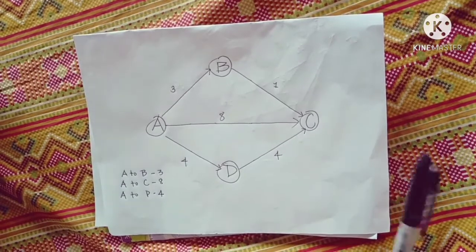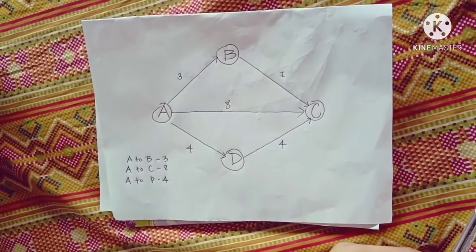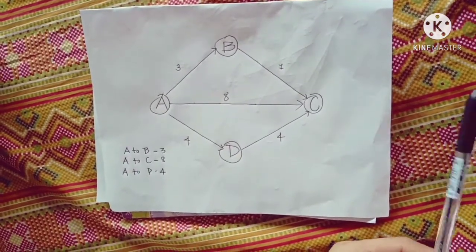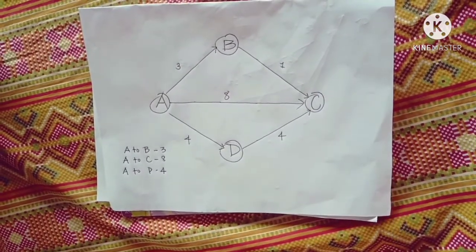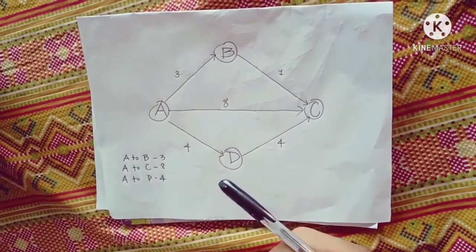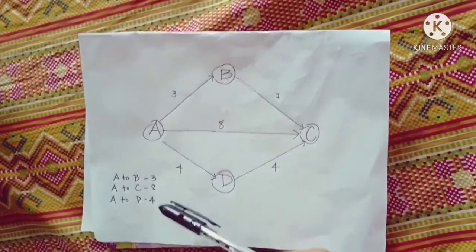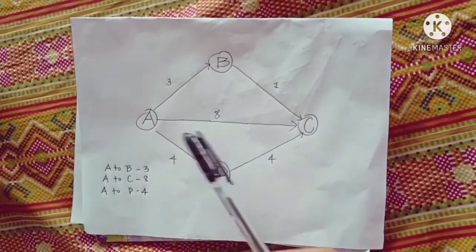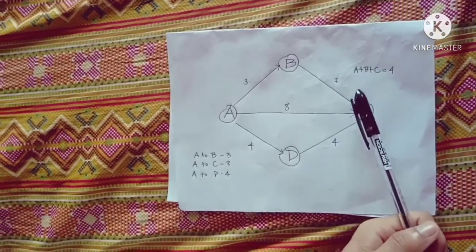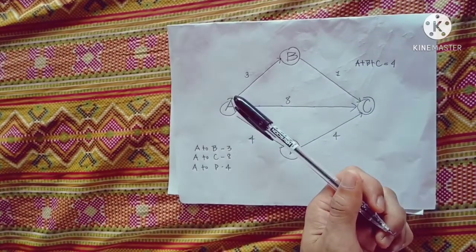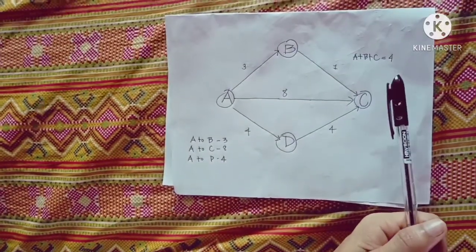So in greedy algorithms, you want to choose the quickest or the shortest path to reach your goal, which is C. The lowest step is A to B, which is 3. So you need to choose the 3 and then 1 to reach this. So this is the answer, which is the quickest way to reach C using a greedy algorithm.